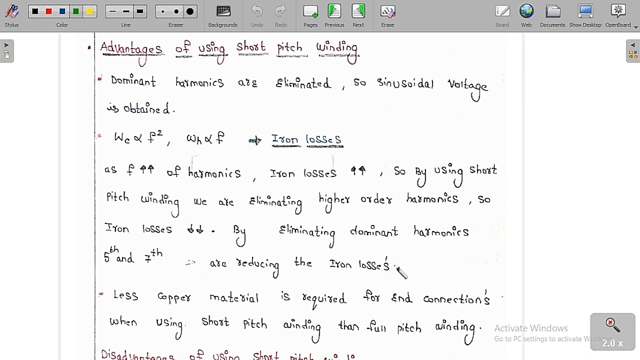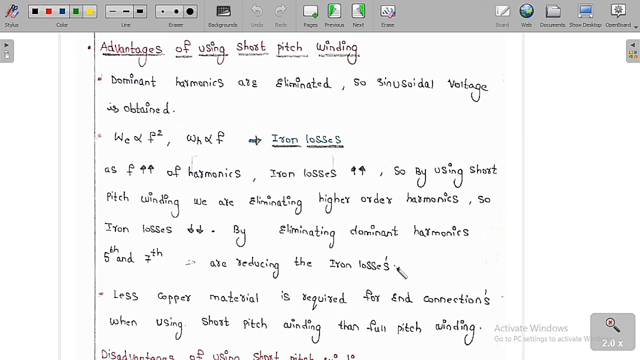I have already told you, the iron loss is a summation of the hysteresis loss and the eddy current loss. Hysteresis loss is directly proportional to the supply frequency whenever B max is constant. Similarly, the eddy current loss depends on the frequency whenever the maximum flux density is constant. For harmonics, the frequency is definitely more than the fundamental. As the frequency increases, the summation of the hysteresis and eddy current losses increases. So whenever harmonics are there, the frequency is higher compared to the fundamental, and because of these components the iron loss also increases.